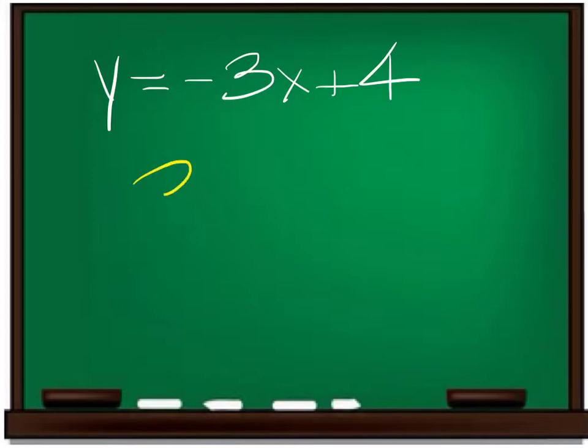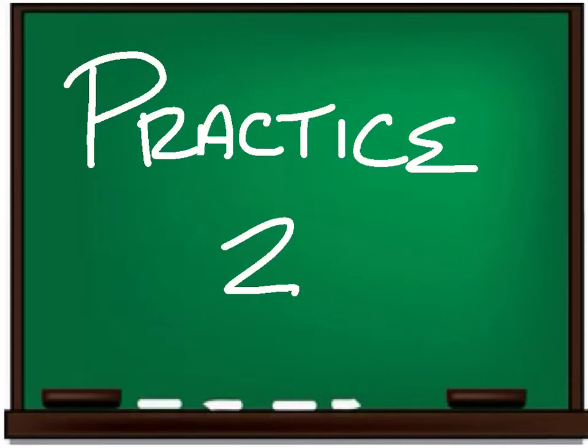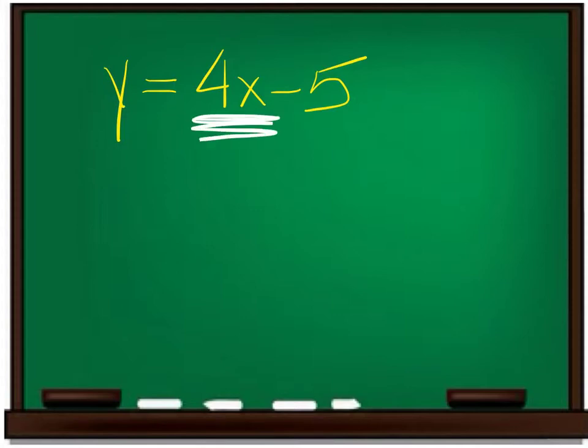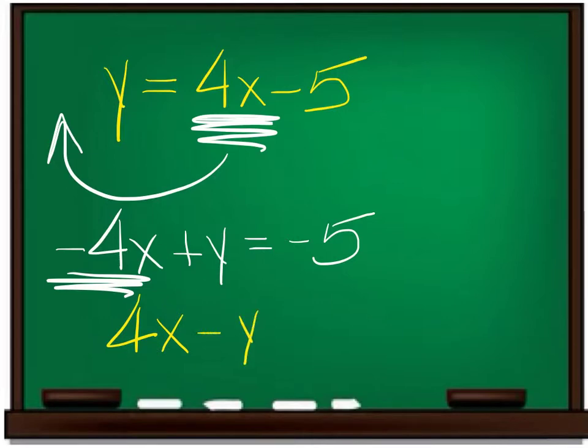The answer for this should be 3x plus y equals 4. Practice number 2. On the practice problem, you must move this over to the left, change the sign, but you are not allowed to have a negative number in that spot in standard form, so change the sign of everything. 4x minus y equals a positive 5.